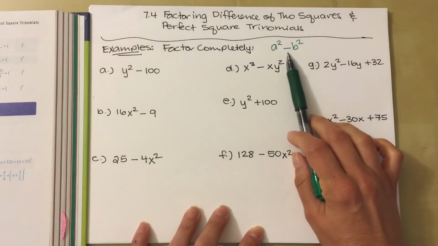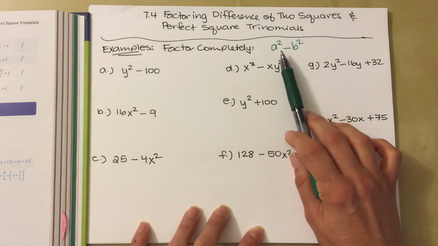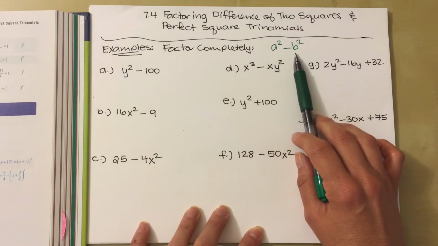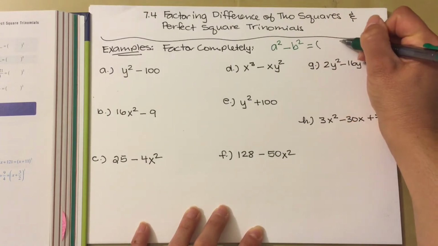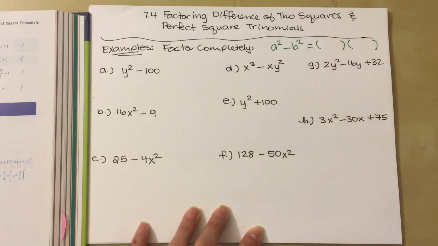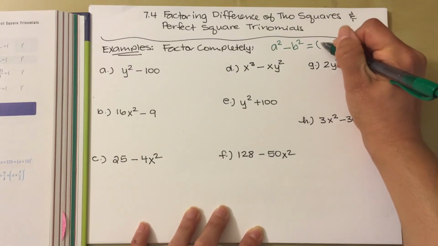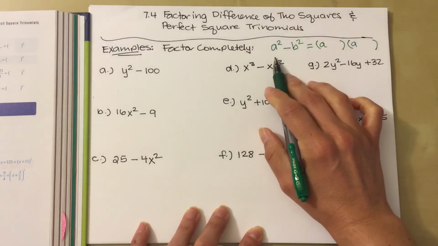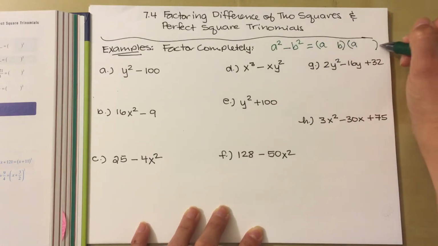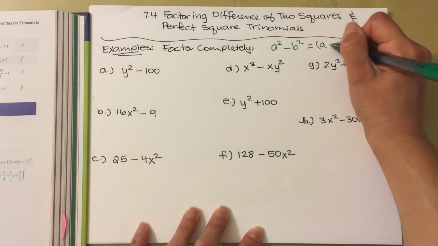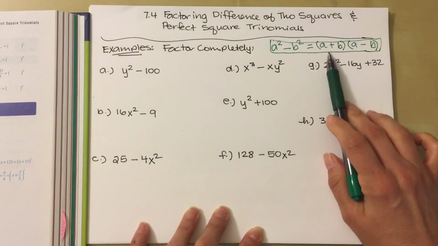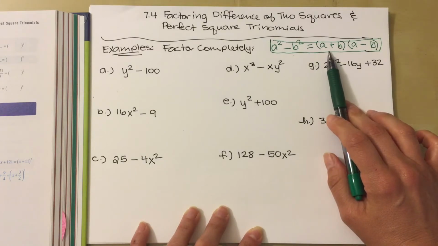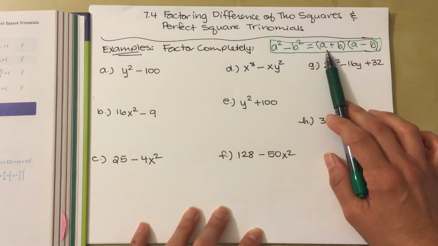is essentially a subtraction problem where the first term and the second term are squared. When we factor, we write two parentheses. We write a times a, that gives us a squared, and b times b gives us b squared. The signs will be opposite. That is the formula to factor a difference of two squares. Let's look at the examples.